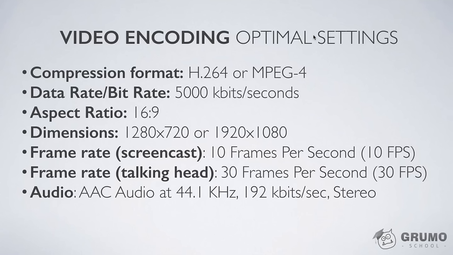Now, if you're using a talking head or actual video of yourself, make sure you're always recording at 30 frames per second. 10 frames per second is only if you're showing your screen, like Amy Porterfield does, because you don't need as many frames when there's not a lot of action happening. The advantage of this is your file will be smaller. But if you're thinking of showing your face or your talking head at any moment, make sure you're using 30 frames per second, which is the standard video frame rate.